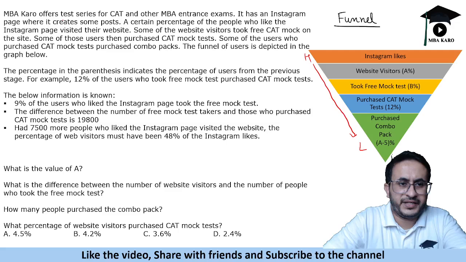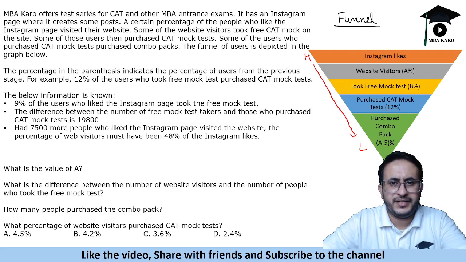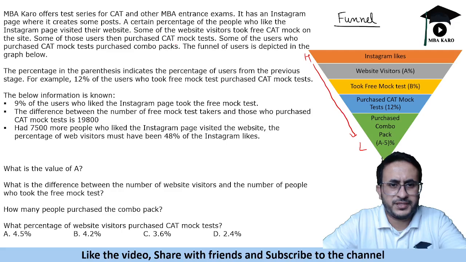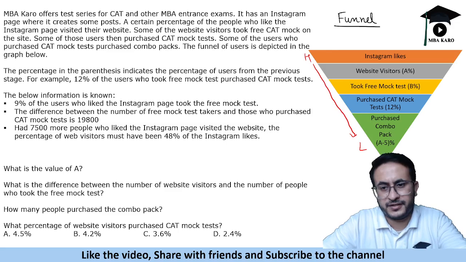So it says MBA Guru offers test series for CAT and other MBA entrance exams. It has an Instagram page where it creates some posts. A certain percentage of the people who like the Instagram page visited their website. Some of the website visitors took a CAT mock on the site. Some of those users then purchased the CAT mock test. Some of the users who purchased the CAT mock test purchased combo packs. The funnel of users is depicted in the graph below.